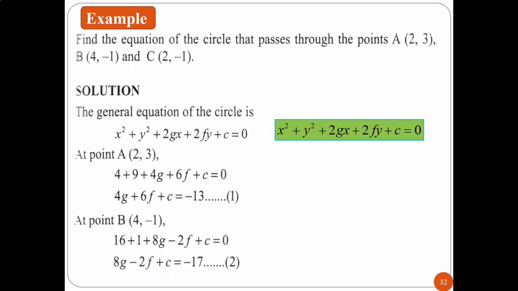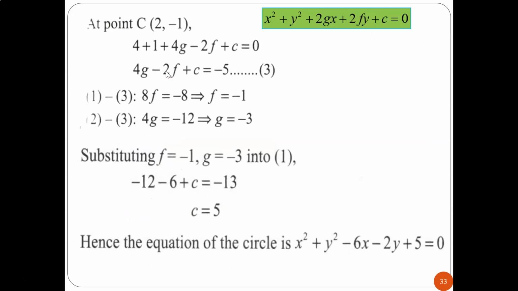Then we're going to use the third point, the last point, C. Again, we're going to substitute C into the general form equation. So you're going to obtain this one, 4g minus 2f plus c equal to -5. This is your third equation. So when you have 3 equations, what you're going to do next is perform simultaneous equations, which is persamaan serentak.